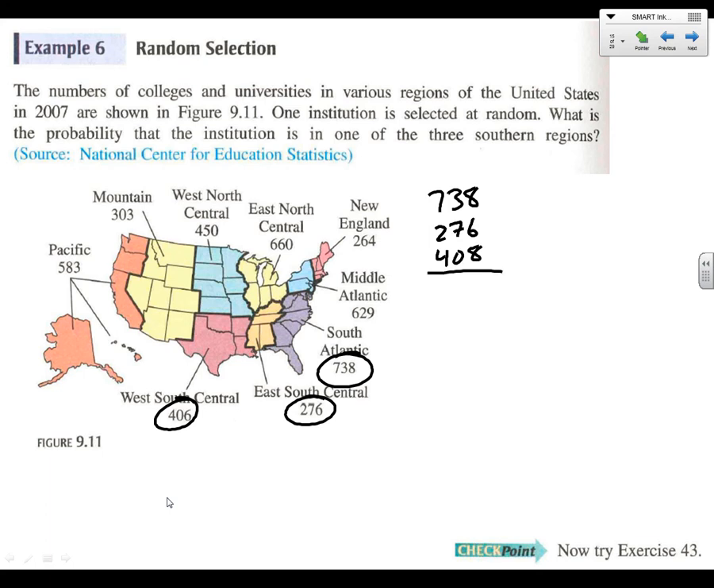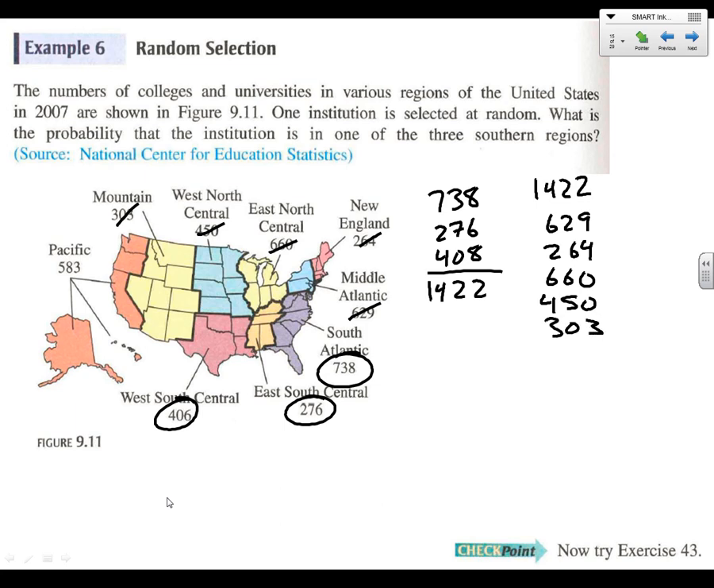what do we got here? 16, 22, 12, 8, 10, 14, 14, 22. And then we need to find out how many schools there are total. So we'll add the rest, starting with 1422, 629. Just going to cross them off so I make sure I get them all. Does it list somewhere how many there are? That'd be helpful. I guess not. 660, 450, 303, and 583.